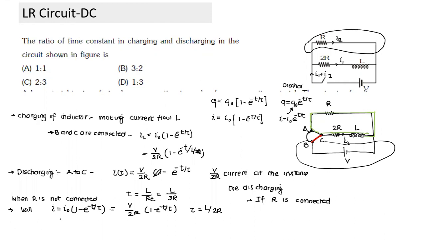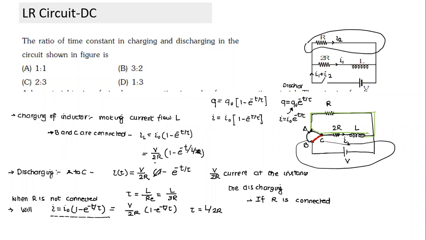Will this equation change if R is connected? No, sir. Why not? Tell me why. Sir, initially after the switch is closed, I think the resistance of L will be 0. Now, you see, that is one way to think of it. But let's see how this equation was derived.